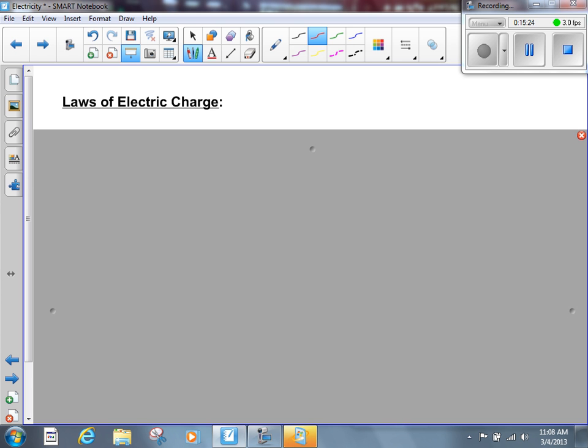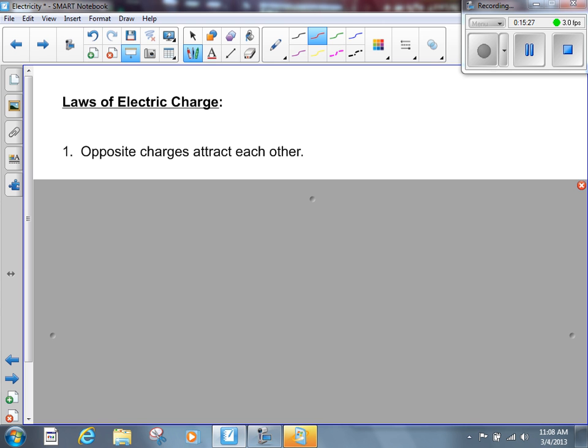First one, it doesn't matter what order we do them in really. Opposite charges attract each other. We talked about that with our demonstration, right? Opposite charges attract each other.